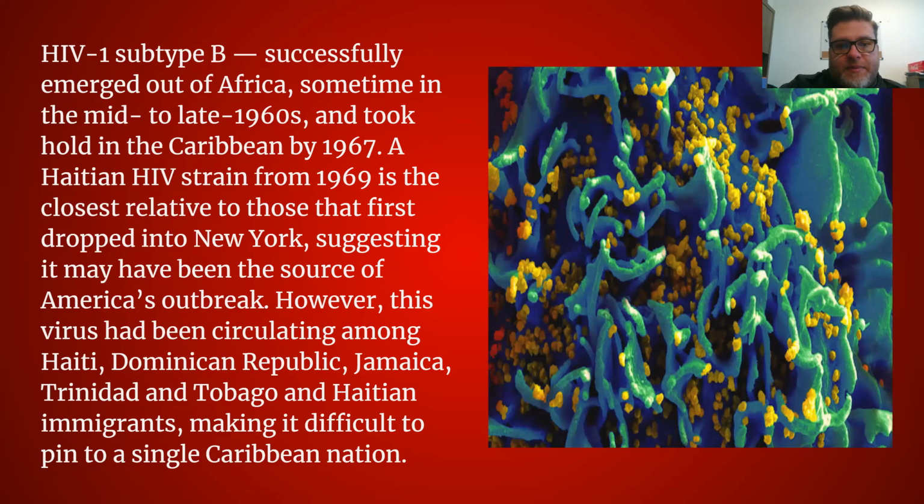However, this virus had been circulating among Haiti, Dominican Republic, Jamaica, Trinidad and Tobago, and Haitian immigrants, making it difficult to pin a single Caribbean nation, meaning that basically this strain was going back and forth between all those countries: Jamaica, Dominican Republic, Trinidad, Haiti. And so it's hard for scientists to say, oh, it's from Haiti or it's from Jamaica. Okay. We just call it the Caribbean because it was infecting everyone in that area.